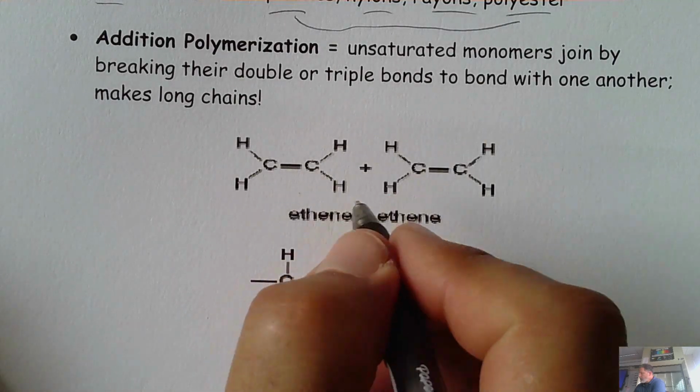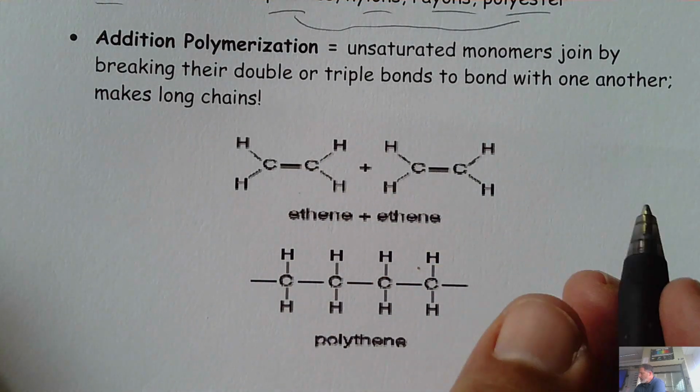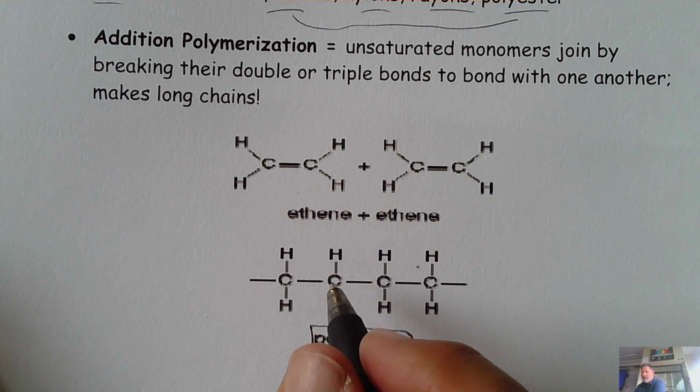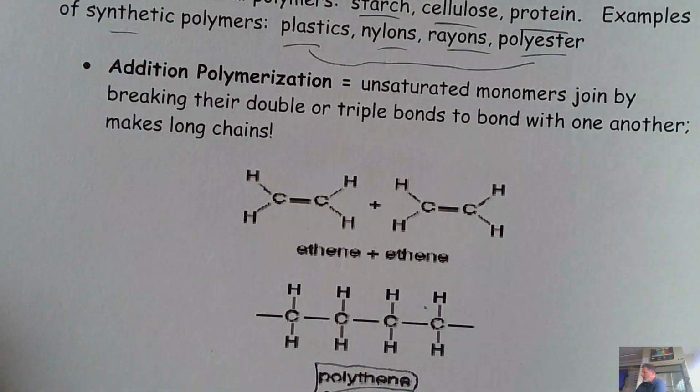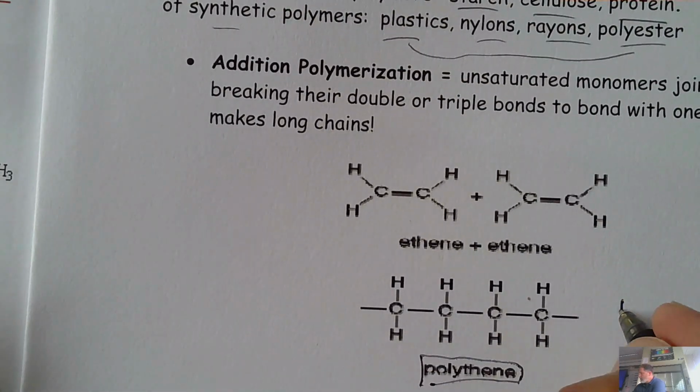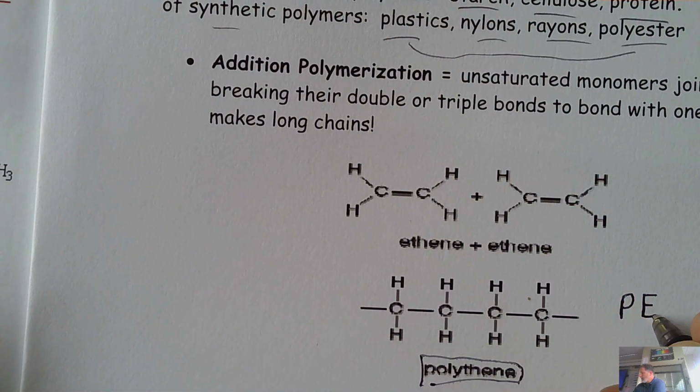Addition polymerization takes place when you have two ethene molecules. You can react them and they'll form polyethylene, which is very common, like we make kayaks out of those. It's a nice stacking plastic, pretty strong and weather resistant, and that's polyethylene. You'll see in products it will be initialed PE.